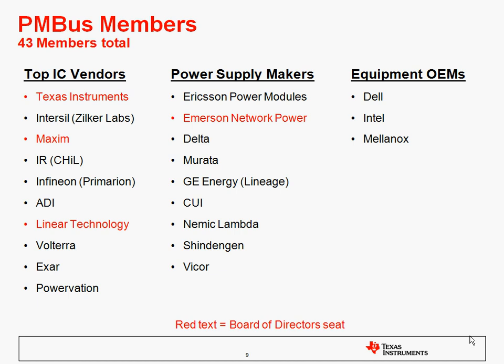There are a total of about 43 members in the PMBus interface forum, and they come out of three categories: either power IC vendors, power supply manufacturers, as well as some equipment OEMs. And we have a board of directors group that is responsible for making sure that we're making progress, that we're managing the specifications, and this comes from a number of both the IC vendors as well as the power supply manufacturers to make sure that we have a good cross-section of people that are providing those solutions to the end equipment manufacturers.